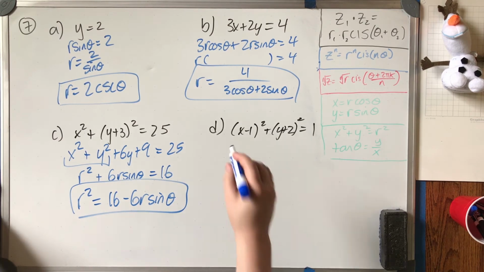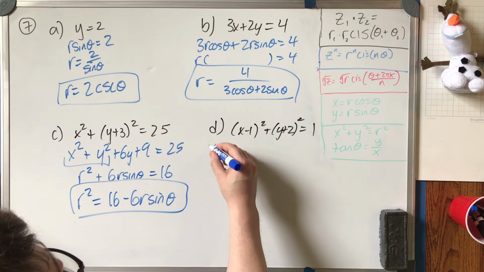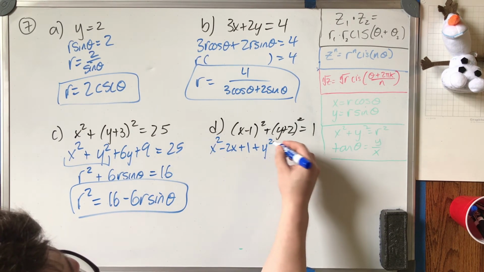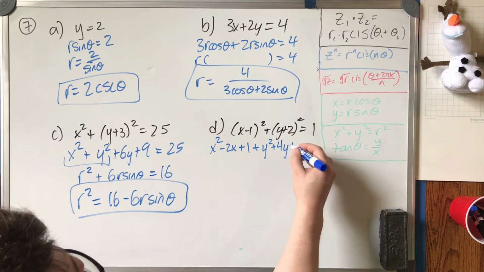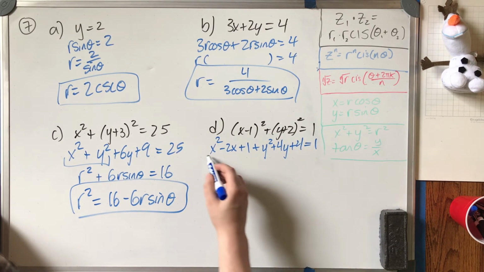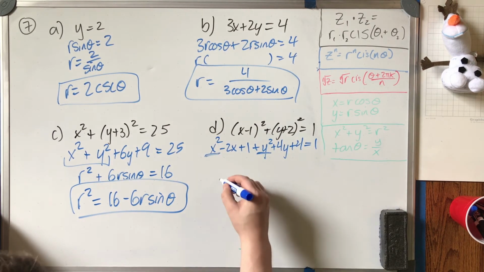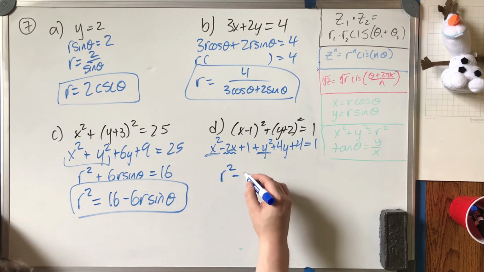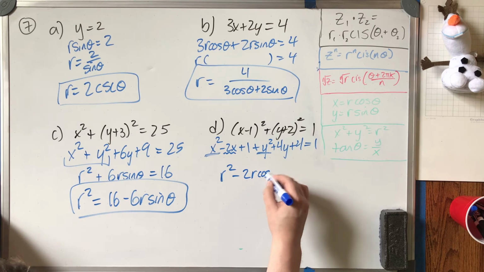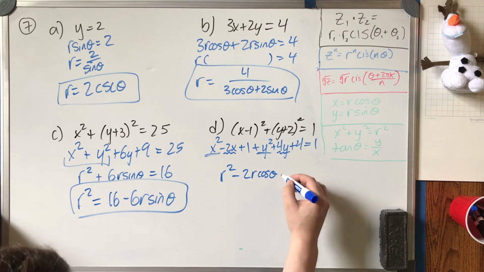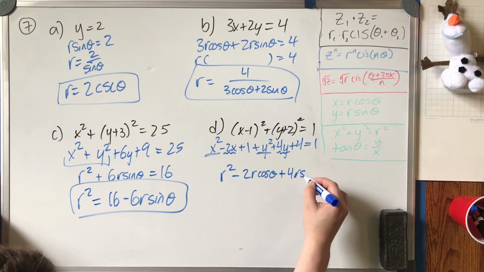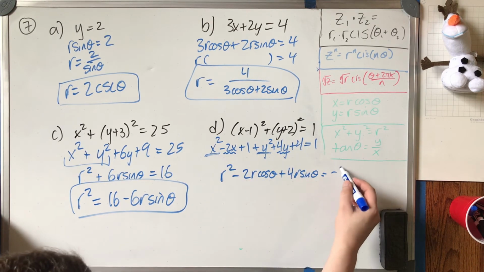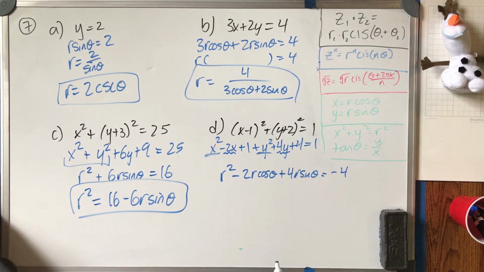For d, again, we'll FOIL everything out. It makes our lives much easier. So I'll have x squared minus 2x plus 1 plus y squared plus 4y plus 4 equals 1. This x squared and y squared are going to become r squared, minus the 2x, that's going to become minus 2r cosine theta. This 4y is going to become plus 4r sine theta. And then I will just subtract this 4 to the other side, and the 1's cancel each other out.